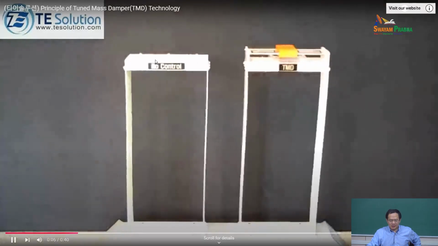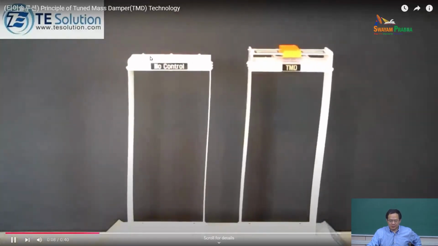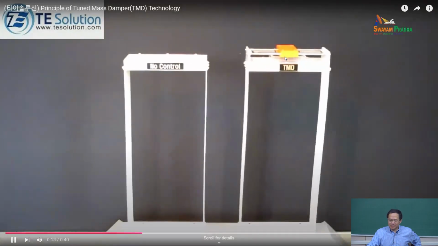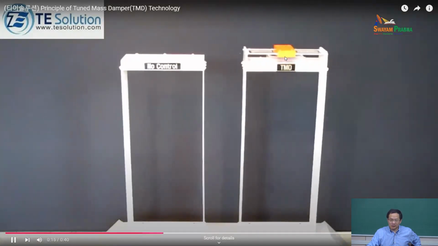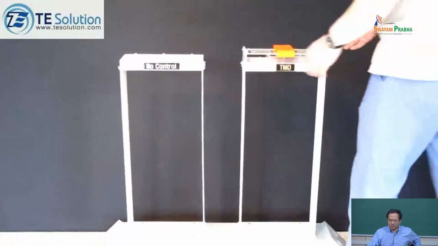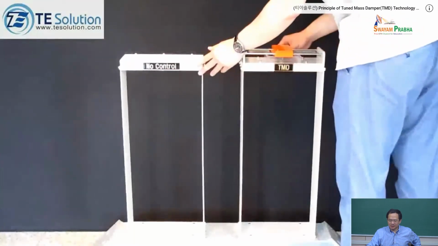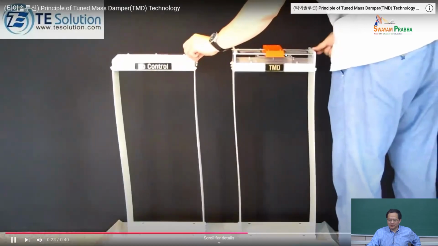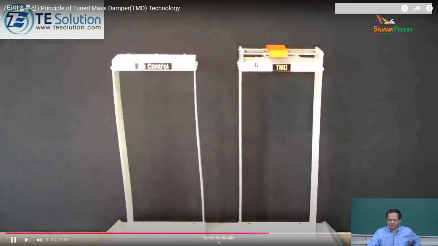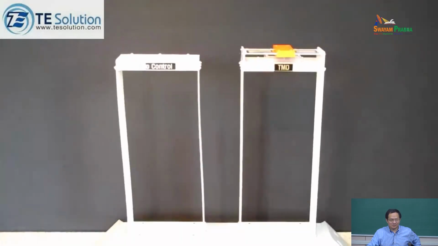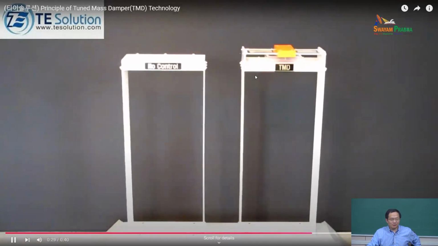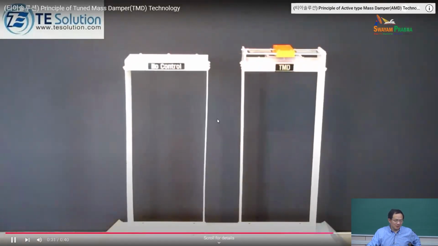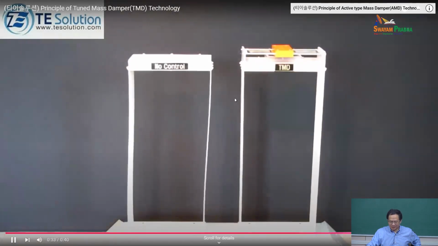This is just a structure here, right? Here this is another mass. At the beginning, this mass you can say it's locked, right? This moves together. Now they're going to remove that part. This is free to move. This vibration is quickly reduced, right? So you can see a significant difference.